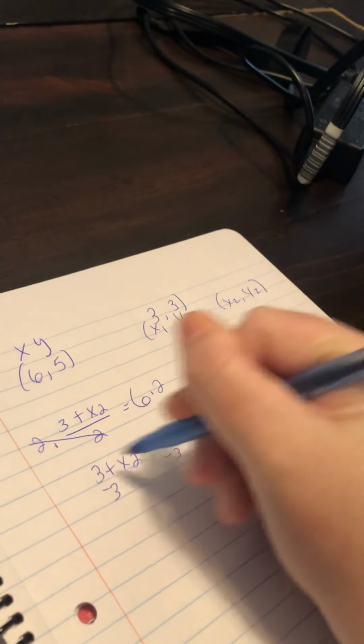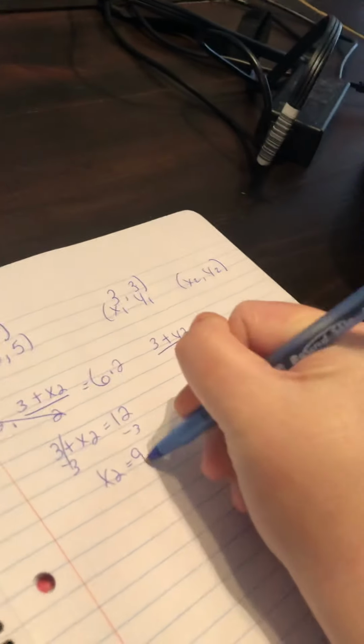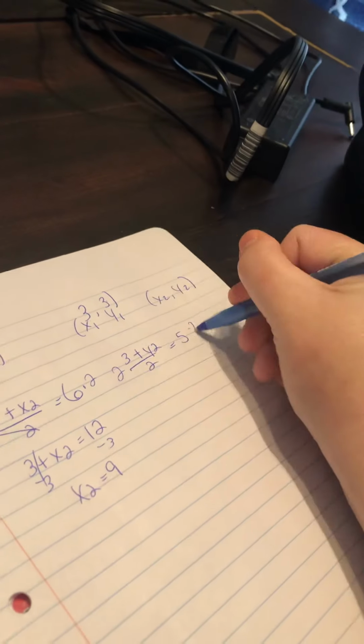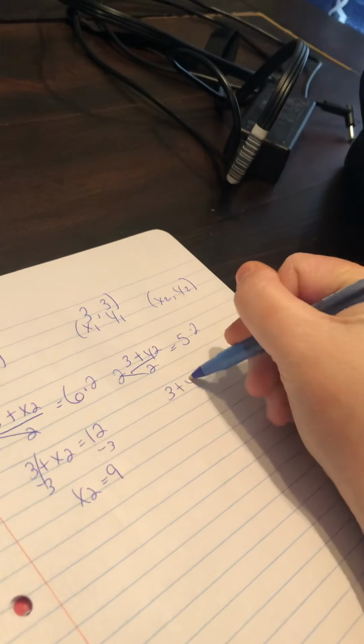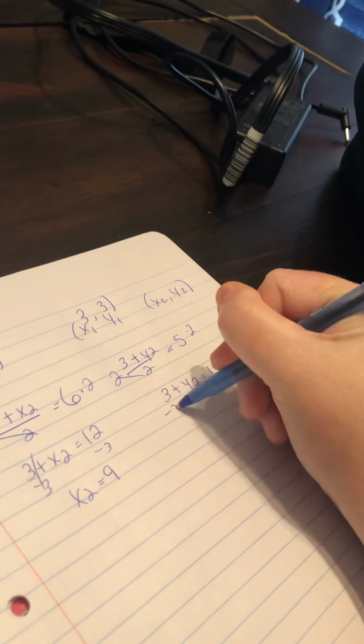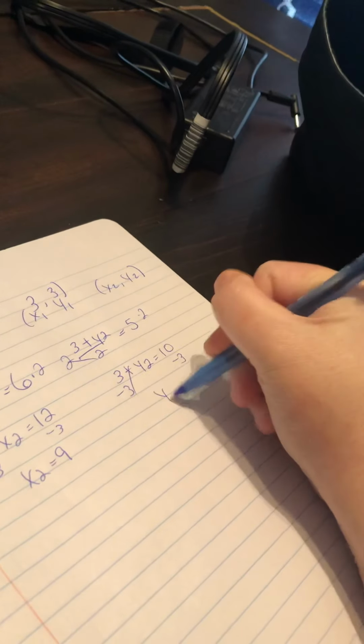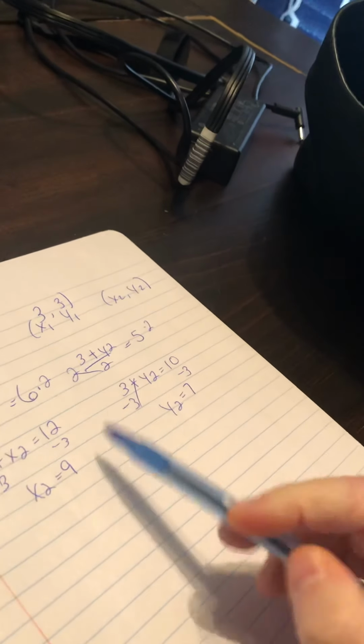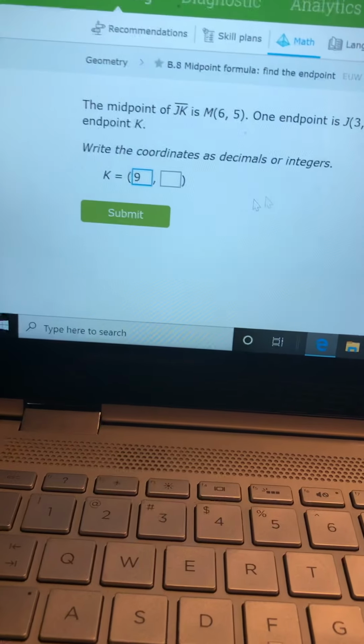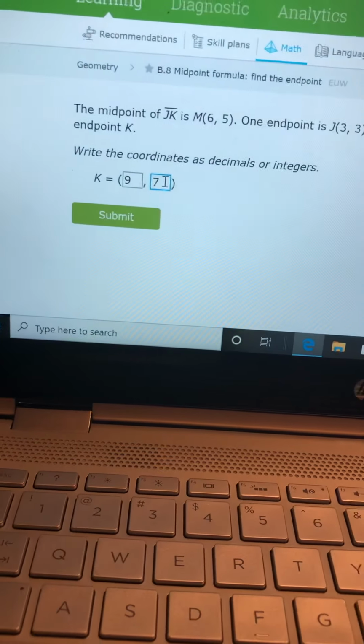Subtract 3. What is that, 9? And then multiply by 2. So 3 plus y2 is equal to 10. Subtract 3. And I got 7 for this one. So 9, 7 is this answer. 9, 7.